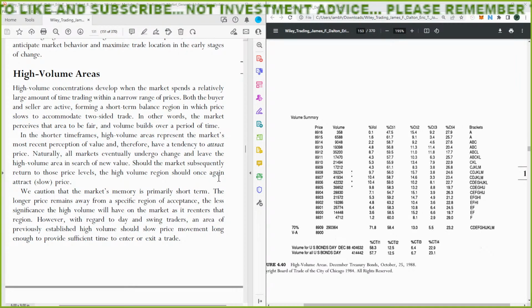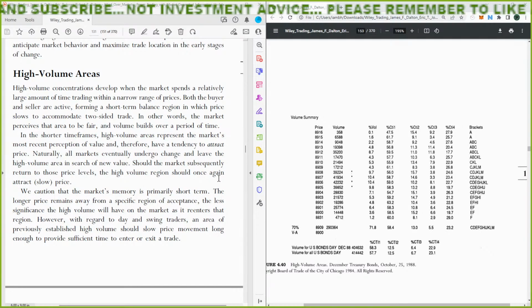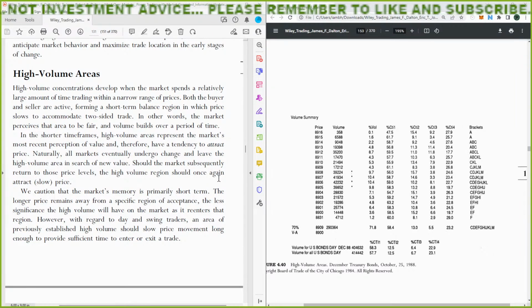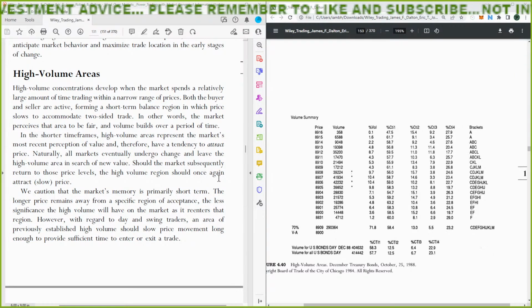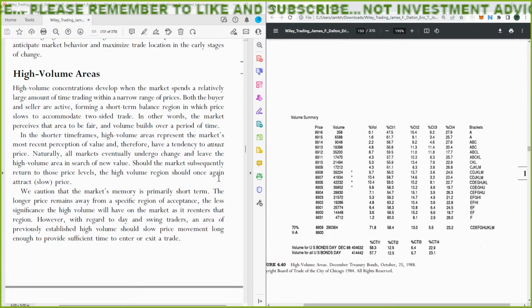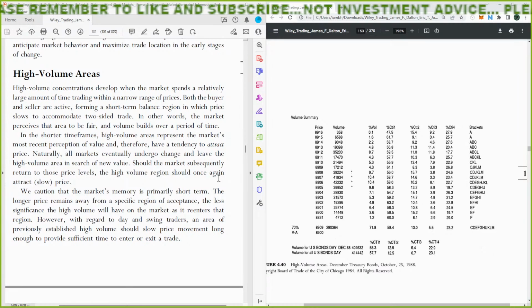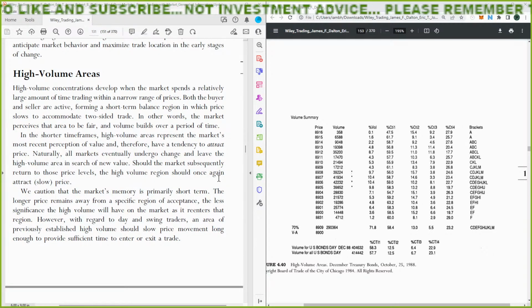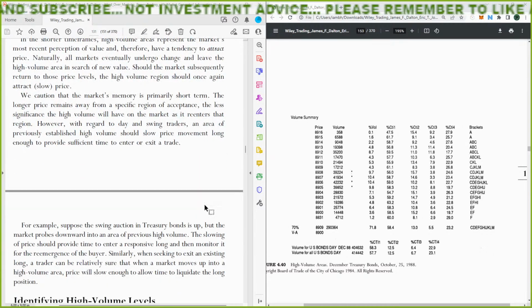We caution that the market's memory is primarily short-term. The longer price remains away from a specific region of acceptance, the less significance the high volume will have on the market as it re-enters that region. However, with regard to day and swing traders, an area of previously established high volume should slow price movement long enough to provide sufficient time to enter or exit a trade.